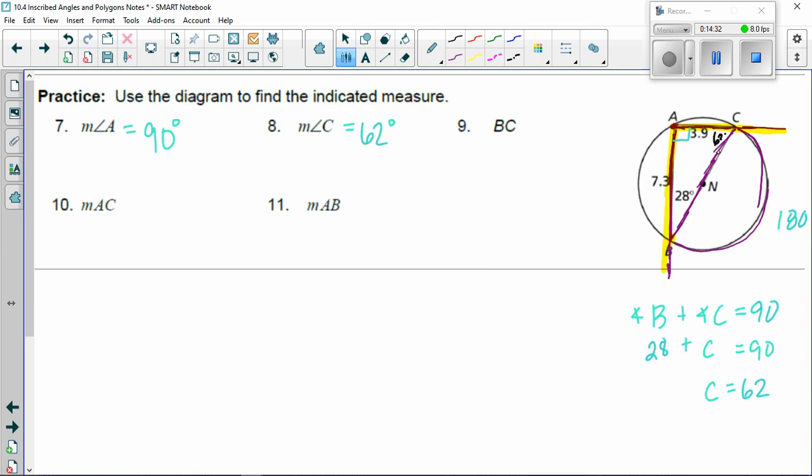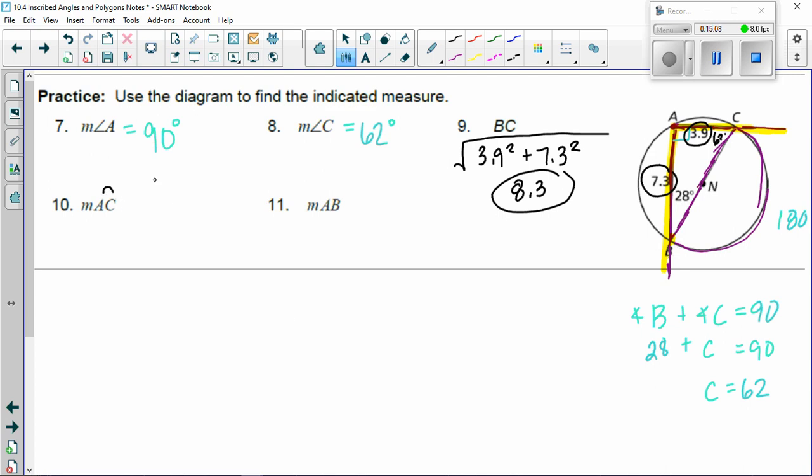So since ABC is a right triangle and I know two sides, I can do the Pythagorean theorem to get BC, which is my diameter. So 3.9 squared plus 7.3 squared, and then take the square root of that. I get 8.3. So my diameter is 8.3. These are supposed to be arcs over here, and they always get left off.